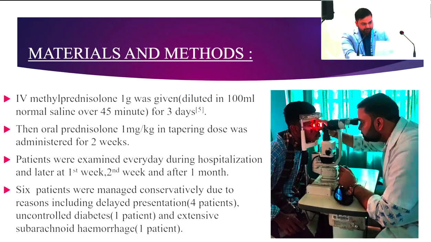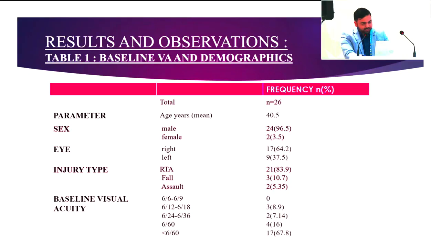IV methylprednisolone 1 gram, diluted in 100 ml normal saline, was given over 45 minutes for 3 days, followed by oral prednisolone 1 milligram per kg in tapering doses for a period of 2 weeks. Patients were examined every day during hospitalization and later at first week, second week, and after 1 month. 6 patients were managed conservatively due to contraindications for giving steroid, like delayed presentation or uncontrolled diabetes.